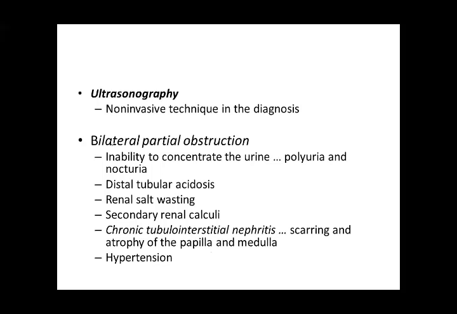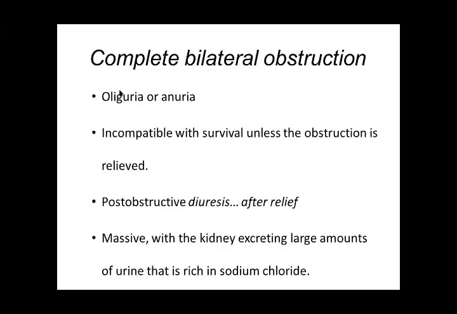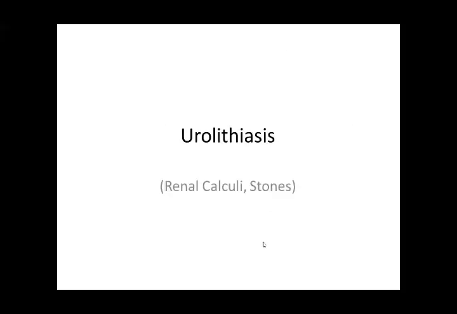The hypertension comes in the end because, after causing so many abnormalities, the kidney might falsely detect low pressure and it may cause hypertension. Oliguria or anuria: complete bilateral obstruction will cause oliguria, which is incompatible with survival unless the obstruction is relieved. Post-obstructive diuresis after relief is massive, with the kidney excreting large amounts of urine that is rich in sodium.